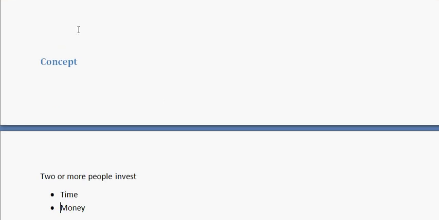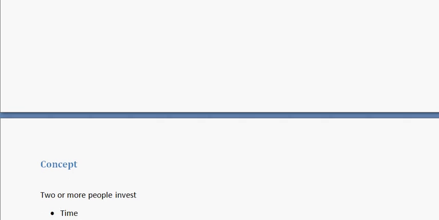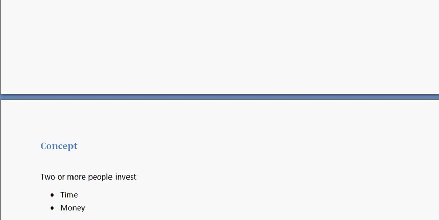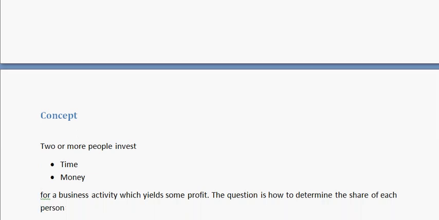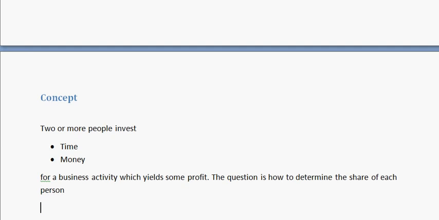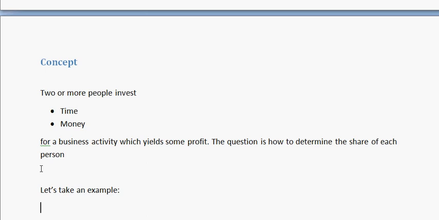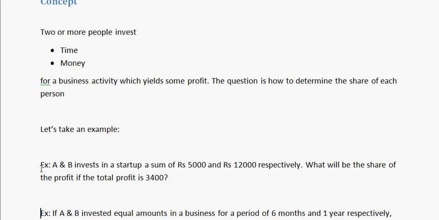So what is the concept? Basic concept is two or more people invest in a business, right? So they invest what? They invest their time, or they invest money, or they invest both the things, right? And the business activity would yield some profit. The question is how to determine the share of each person. So we'll look how to determine the share of each person, right? So we'll do this by taking one or two examples.